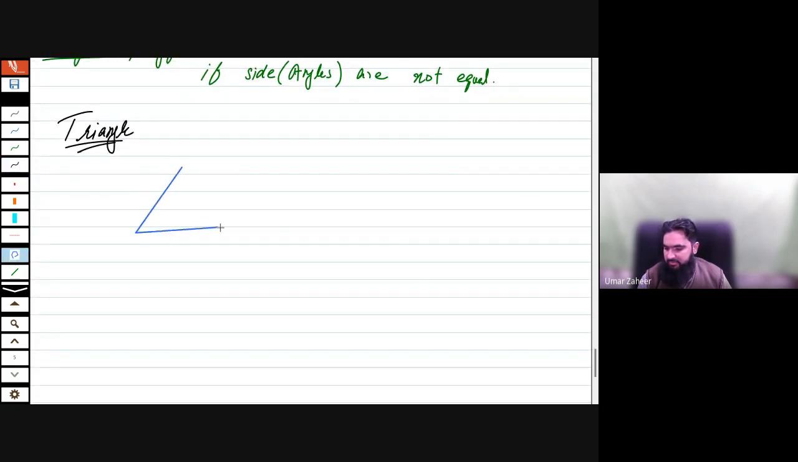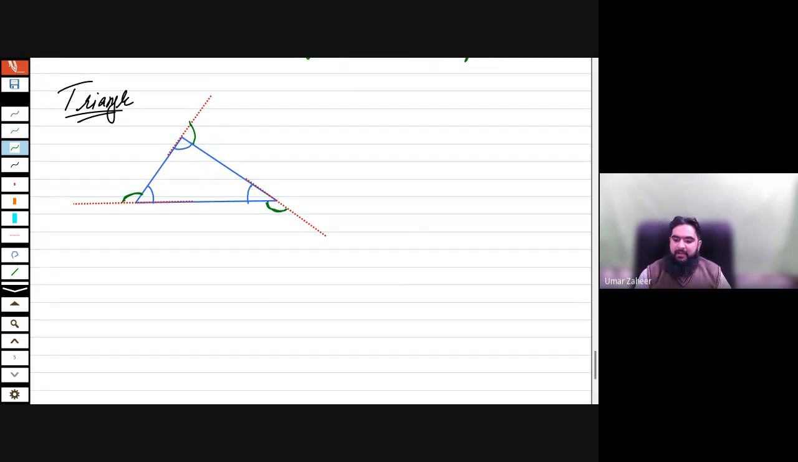Let's say this is a triangle. I'm just going to extend the sides. These are the interior angles, and these are the exterior angles.